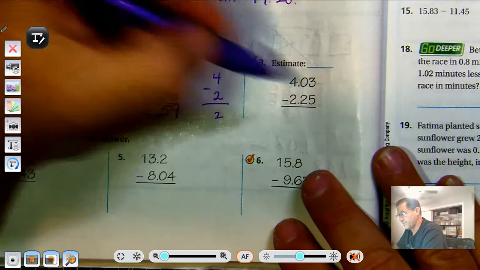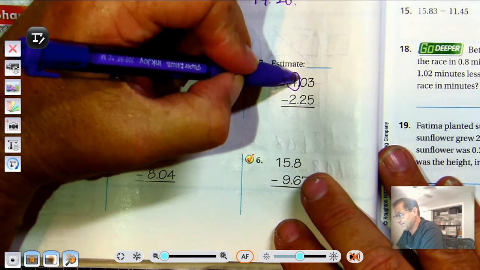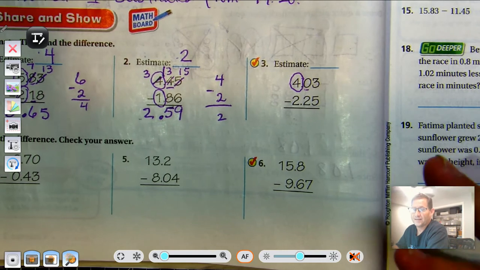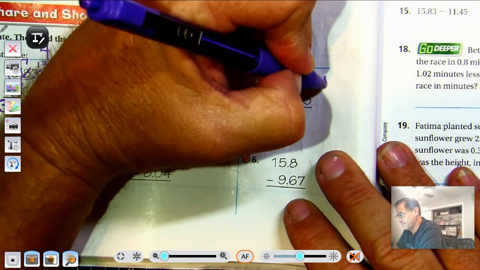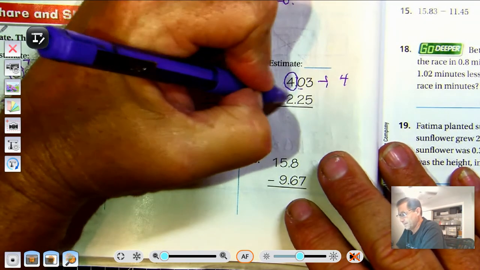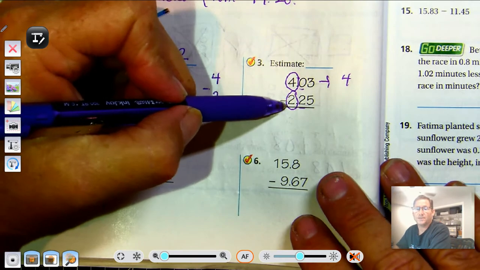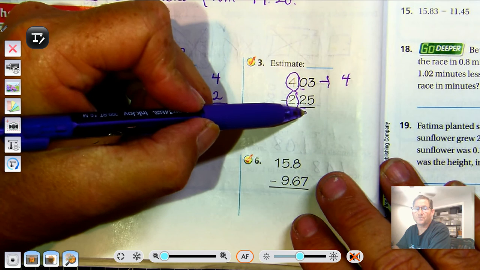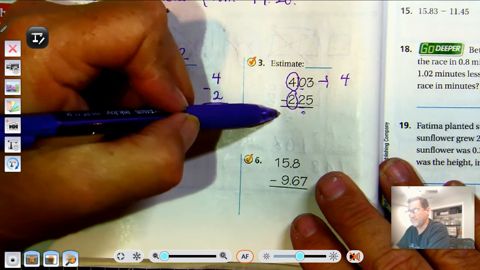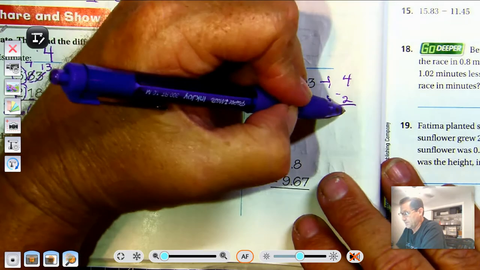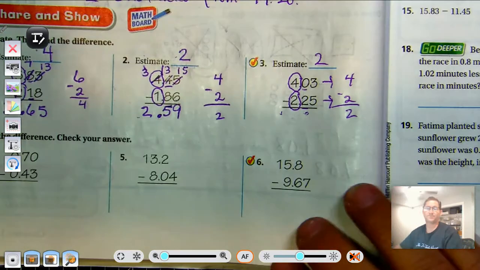All right, number 3. If I'm going to round to the nearest 1, the digit to the right is 0. That's less than 5, so let's just keep it 4. If we're going to round this one to the nearest 1, the digit to the right is 2. That's less than 5, so let's keep it 2. And 4 take away 2, 2.